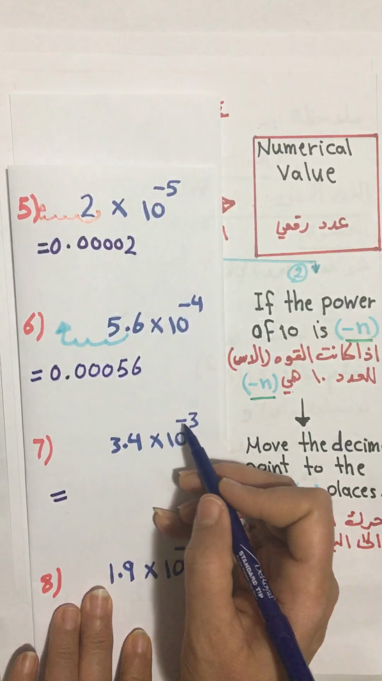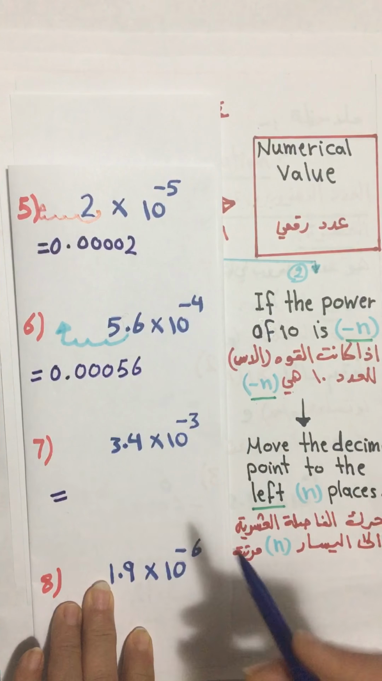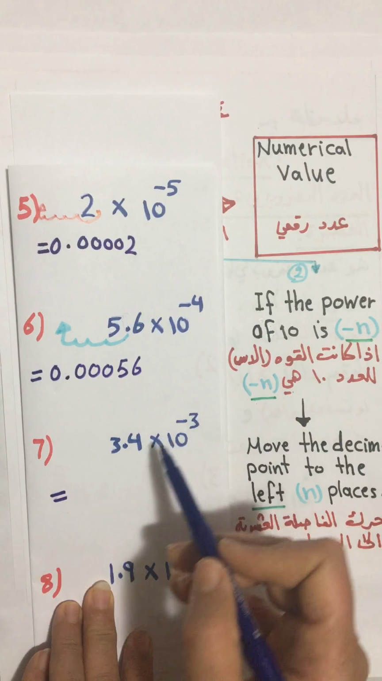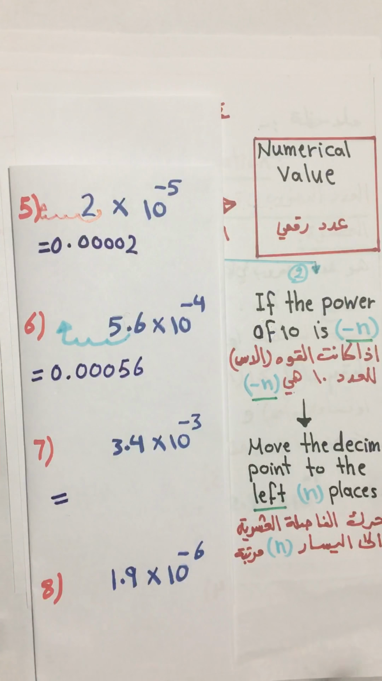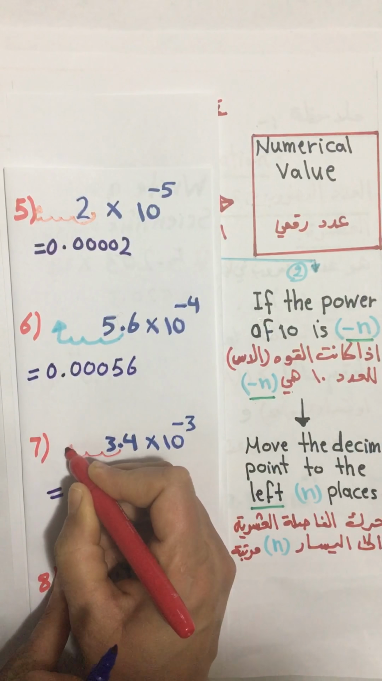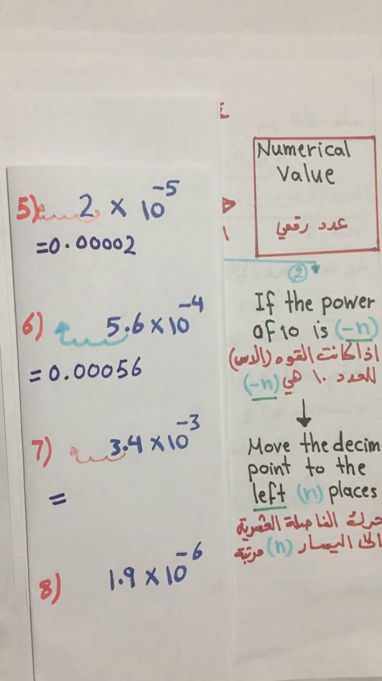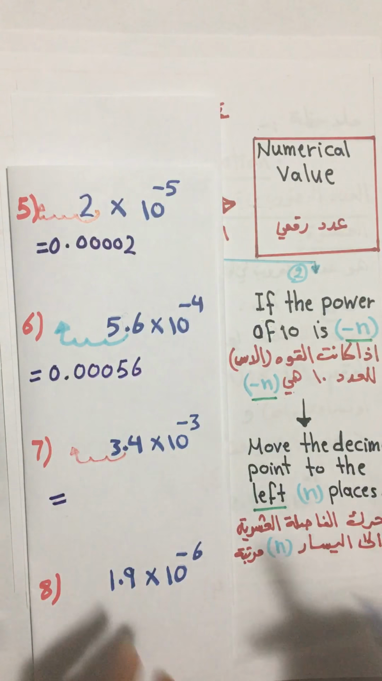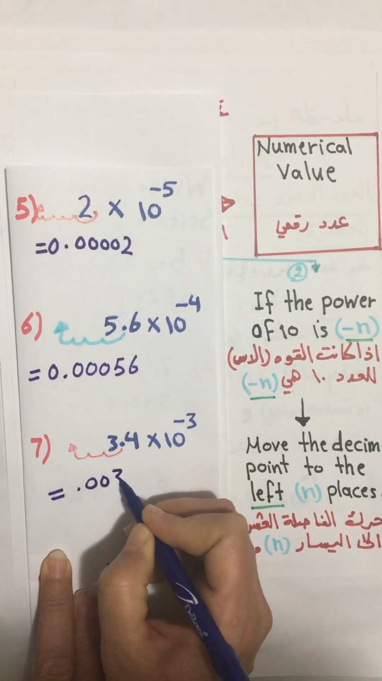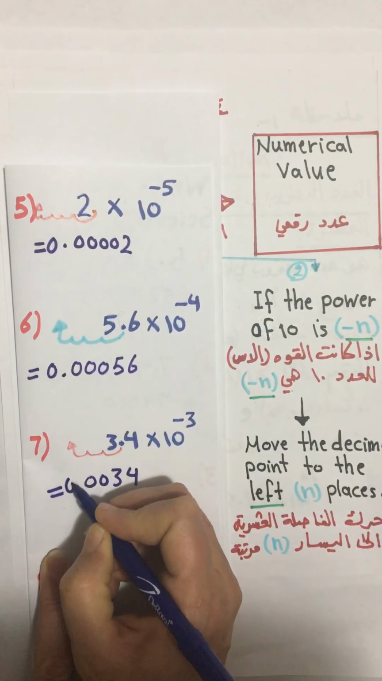The power is negative 3. Negative means I move the decimal to the left, and 3 means 3 places, 1, 2, 3. The decimal point is right here, then 1, 2 zeros, 3, 4. This is the answer.